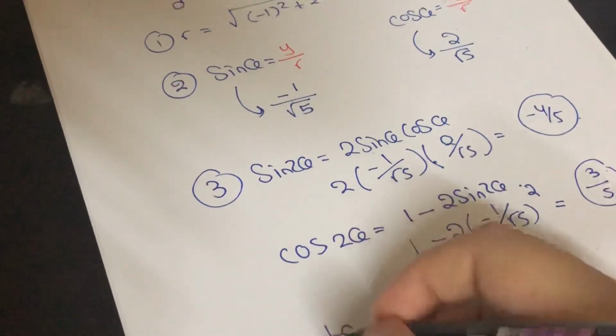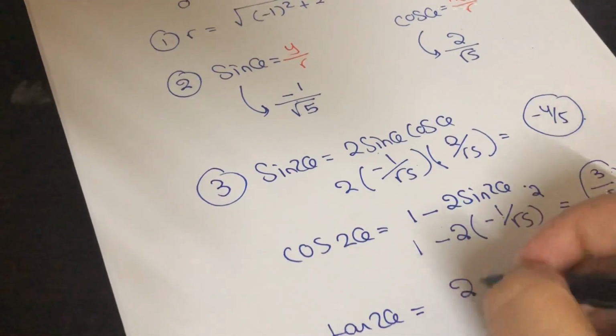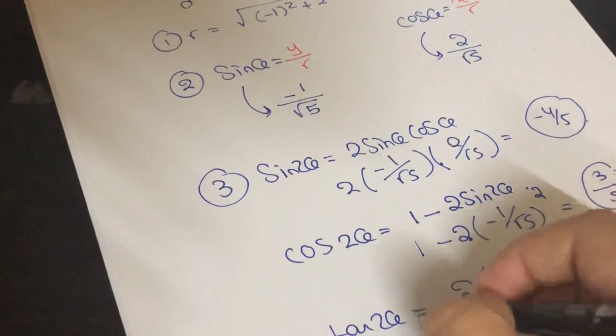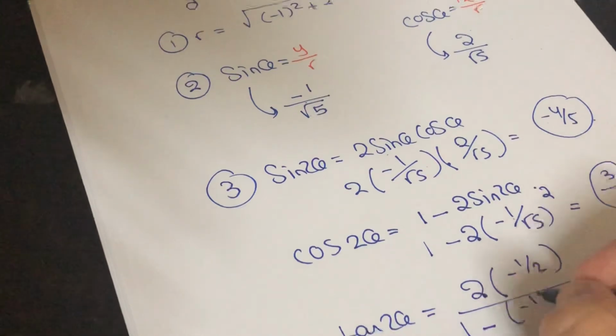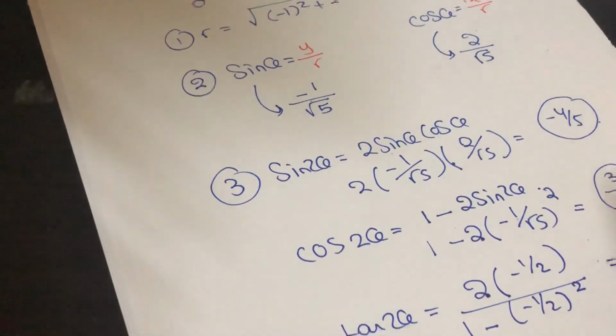Okay, and tan 2 theta is again double tan theta. I will just write it directly. Double tan theta is double negative half all over 1 minus tan squared theta, meaning negative half squared, and this will equal negative 4 over 3.